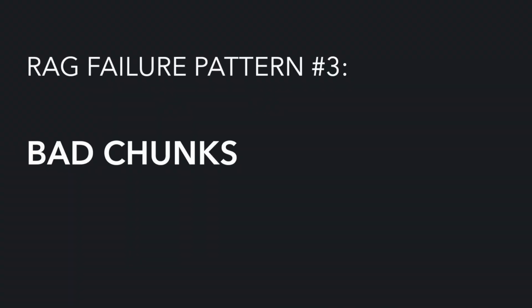Next, we have the problem of bad chunks. So let me explain what this means. Remember, when we have a RAG system, we're taking documents, we are processing those, and typically splitting the documents into smaller pieces that we call chunks. Then we take those chunks, we embed them, we transform them into a numeric form, and then we store them in a vector database.